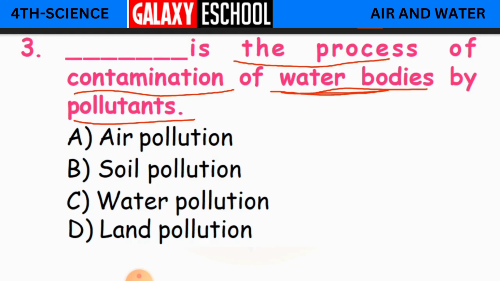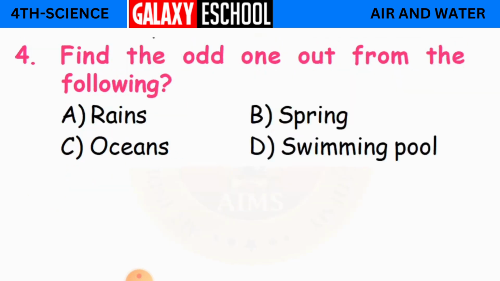And what will be the answer? Which are going to lead to water pollution? C is the correct answer. Okay, water pollution is the process of contamination of water bodies by pollutants. Okay children, clear? Yes. Now the fourth question, find the odd one out from the following.